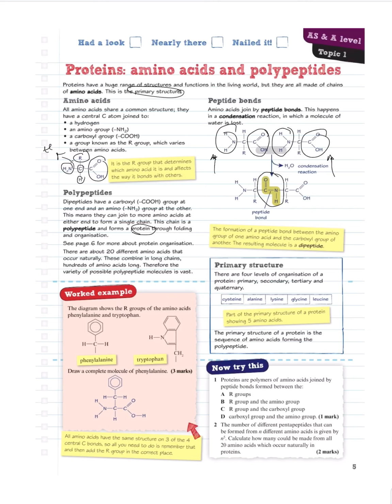There are about 20 different amino acids that naturally occur, and these combine in long chains hundreds of amino acids long, and therefore we have a wide variety of polypeptides.